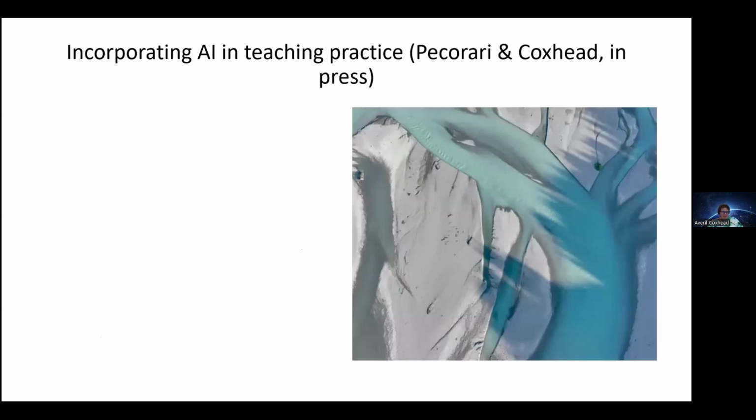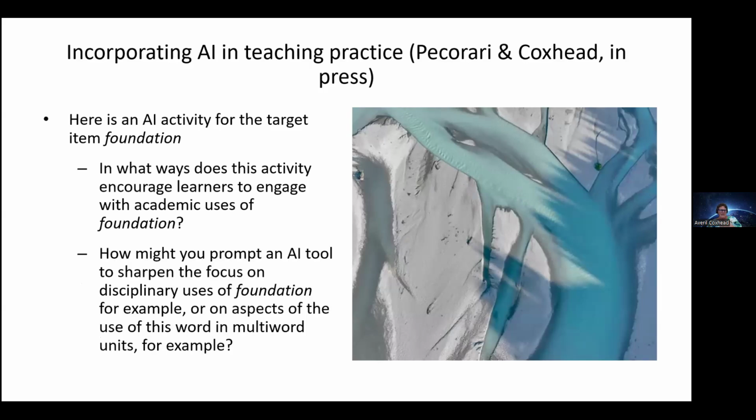Okay, last thing I'm going to do is think about AI in teaching practice. And this is part of this book that I told you about, Introduction to EAP. So I was using a Gen AI tool, and I said, here's a target word. Foundation can be tricky for students. It's a general academic vocabulary item. So I prompted the tool and said, I'm teaching a general academic purposes class. I'm really interested in the word foundation, and I'm going to show you some examples of what the AI tool said. So I want you to think about what ways this activity encourages learners to engage with the uses of the word foundation. Think about that technique feature analysis, and then how might you use the tool in a more sharpened way.